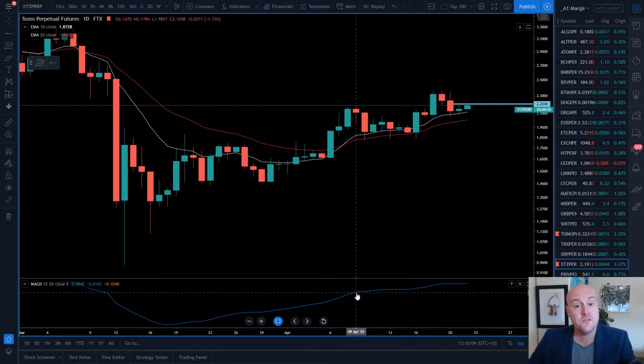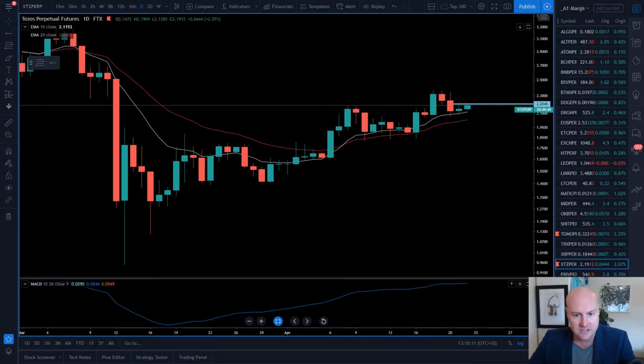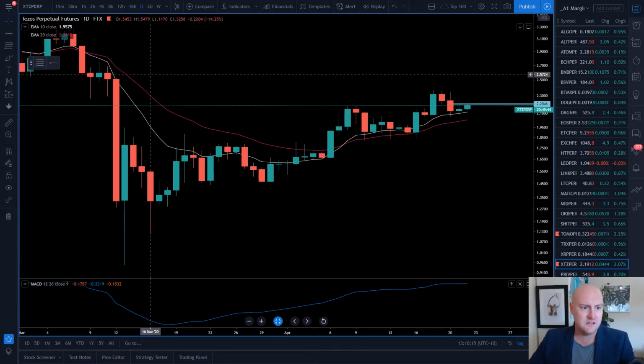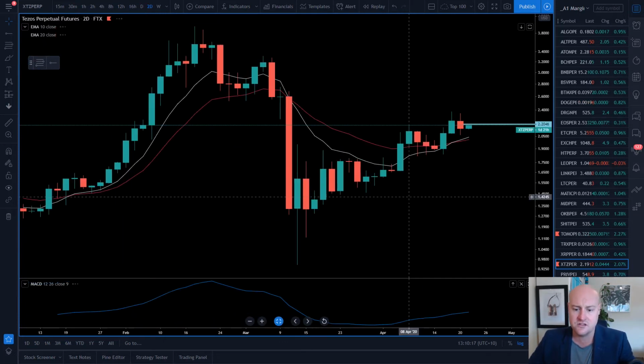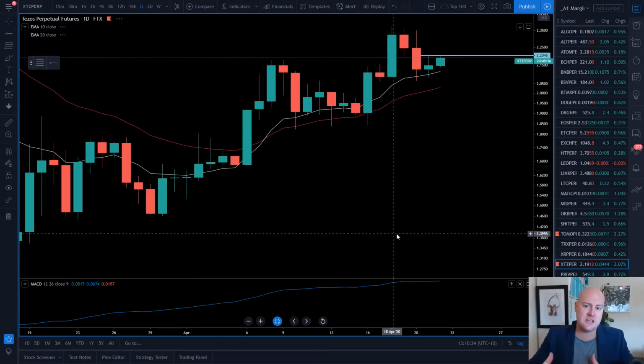Now we've got to check convergence. As price has made a higher high, has the MACD done the same on the daily? And yes, here's the higher high in price. Here's the higher high replicated there in the MACD. Jump to the 2-day. Let's check that out too to make sure we're convergent. Higher high, higher high. So we can tick that box too. We're starting to see how a confluence of events can come together to create a trading outcome.